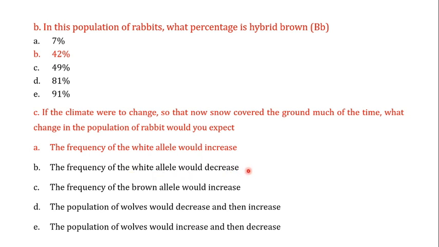That is not a correct answer, because if you are decreasing the white allele, that means that the rabbits, if they are producing the brown coat color, will be exposed to the predators like the wolves, and they will not survive then. The frequency of the brown allele would increase. Again, this is not a correct answer. The population of the wolves would decrease and then increase, or the population of the wolves would increase and then decrease. It has nothing to do with the coat color of the rabbit.